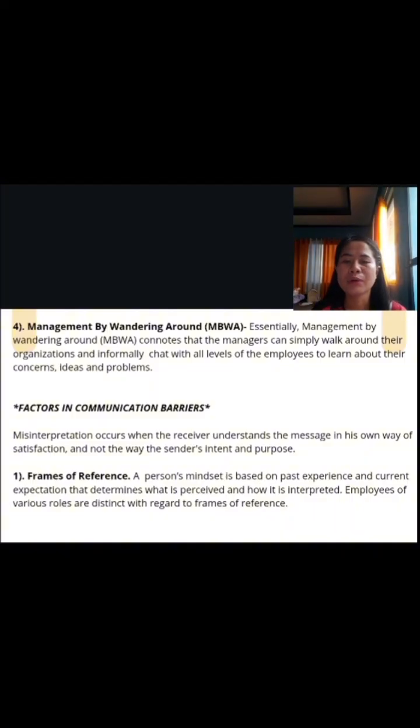And the fourth one is management by wandering around, MBWA. Essentially, management by wandering around connotes that the managers can simply walk around the organization and informally chat with all levels of the employees to learn about their concerns, ideas, and problems.